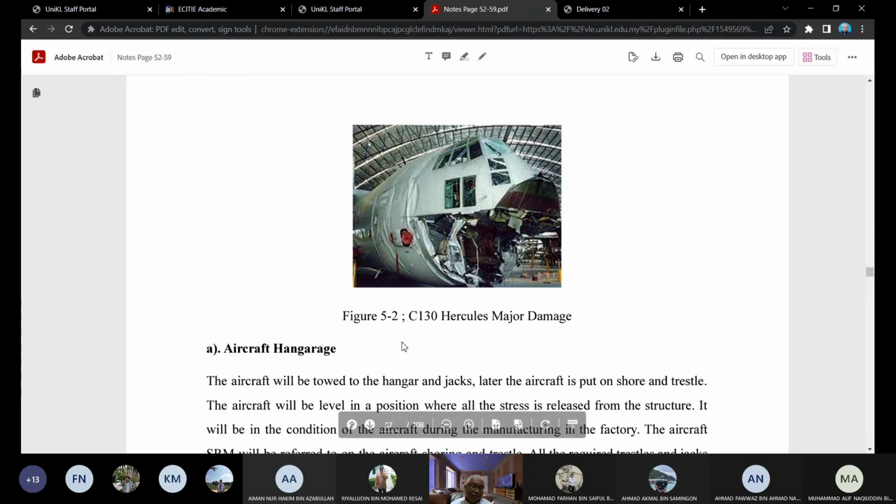What you need to do when you have an aircraft suspected to be damaged, especially when the damage is major, you have to tow the aircraft to the hangar. You have to jack the aircraft, make it level, and put all the supports, we call it trestles, to make sure the aircraft is in a relaxed, level condition. From there, you're able to determine the exact extent of the defect because the aircraft is not stressed. That is why we need to go through this, because we need to remove the aircraft from being under stress.